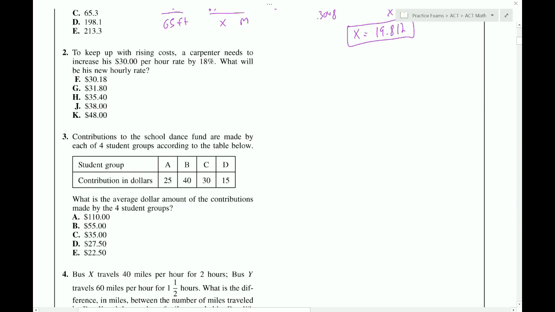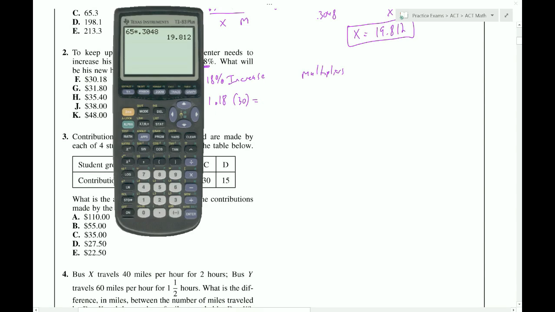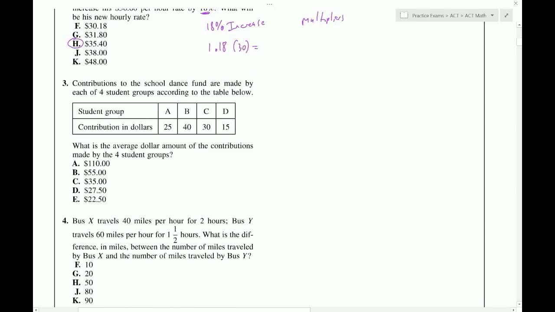To keep up with rising costs, a carpenter needs to increase his $30 per hour rate by 18%. So we want to do an 18% increase. So we have to use what's called multipliers, right? So from 18%, you turn it into a decimal, 0.18, and you tack a 1 in front, making it 1.18. Then you multiply that by 30, and that'll give you your answer. So 1.18 times 30, and that gives 35.4 as the new rate.